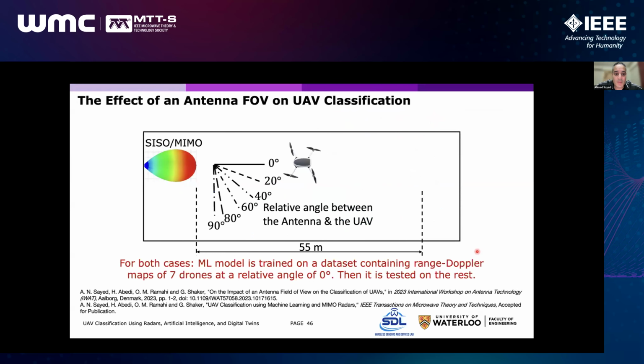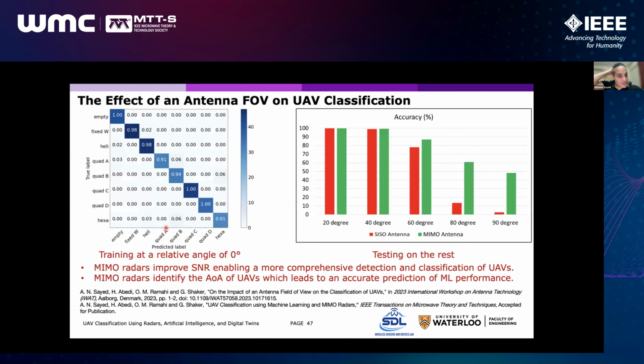For both cases, a machine learning model is trained on a dataset containing the range Doppler information, or range Doppler maps, of 7 different drones at a relative angle of 0 degrees between the antennas and the drones. And then we test the trained model on different datasets that were taken at different angles. This is the classification accuracy, or the confusion matrix, of the same model at an angle of 0 degrees. And when we applied this trained model at different angles, it can be shown here that the classification accuracy drops with the increase of the angle, because the signal-to-noise ratio decreases in this case.